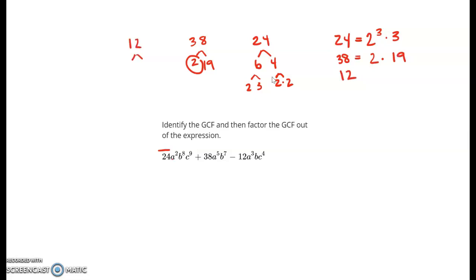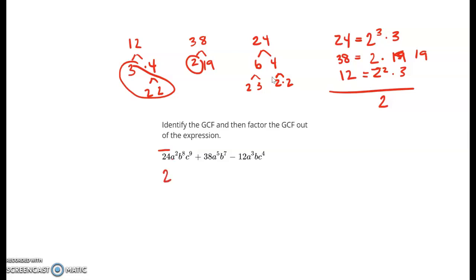12, we can do similarly. 3 times 4, and then 2 times 2. So it's just 3 times 2 times 2, which equals 2 squared times 3. So we want the biggest number that's in common in each column. In this one, we have the 19. This one, it's just a 2. That's the biggest. There's not a 3 in common in all three, and there's not a 19. So the only thing that all three have in common is 2. As far as the number part goes, it's just going to be a 2 that comes out.